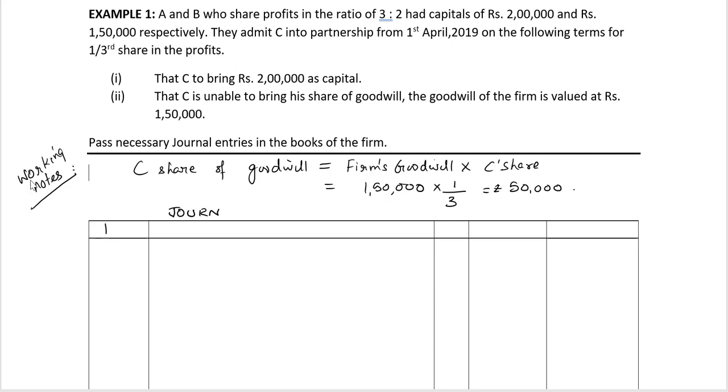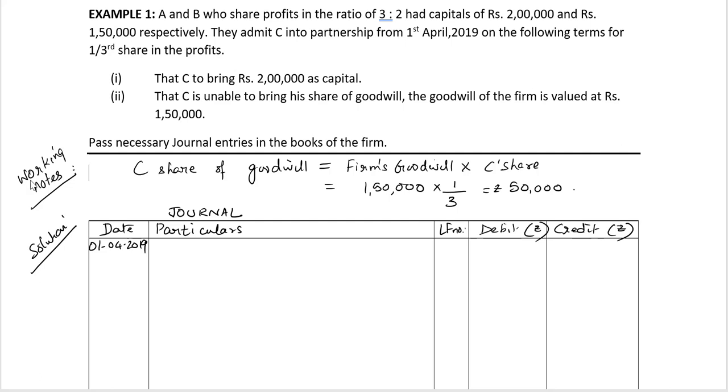Let's write the journal entries. Solution. Date, particulars, LF number, debit rupees and credit rupees. The date of admission of C is 1st April 2019.